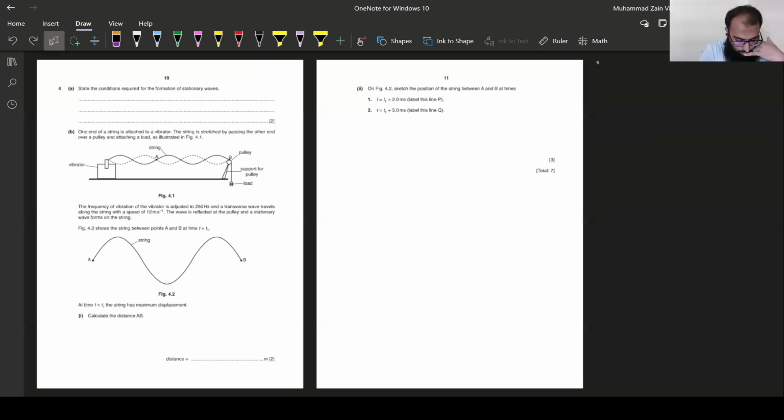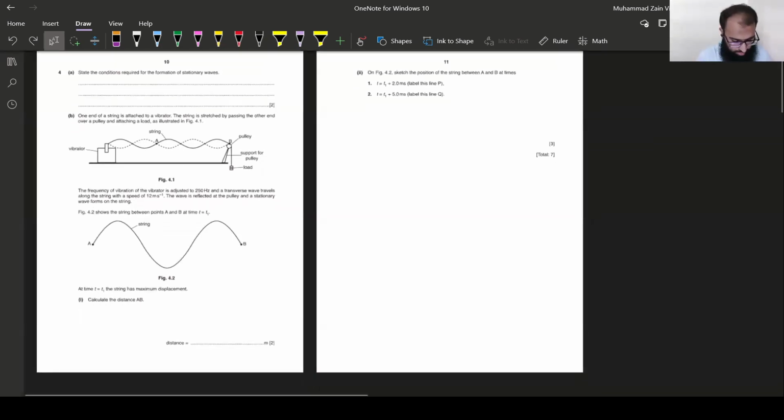Okay, so state the condition required for the formation of stationary waves. I'll come to this part later on because there's another question of 3 or 4 marks where I'll give you the key points which are necessary if a question like this comes. So we'll do this when we come to that part. Okay, so now we can read the statement.